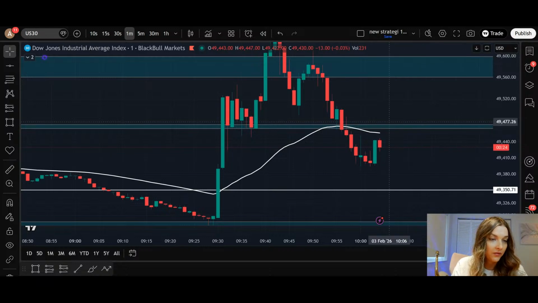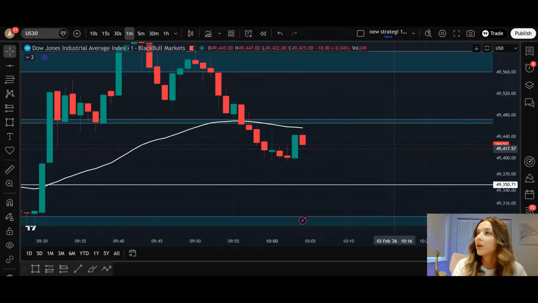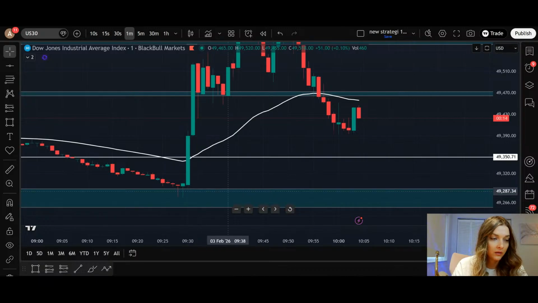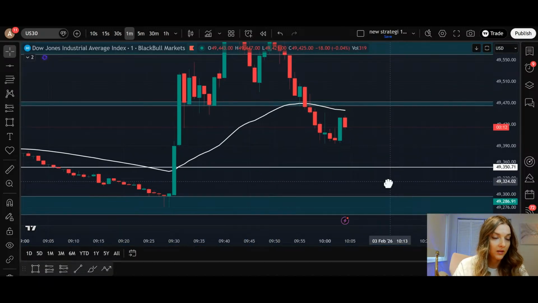Let's see if I get a retest of the EMA here and maybe go for a short till this area, but let's see first.